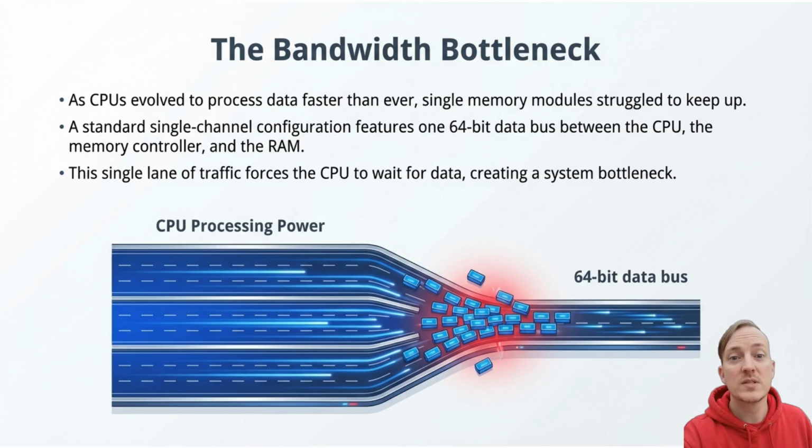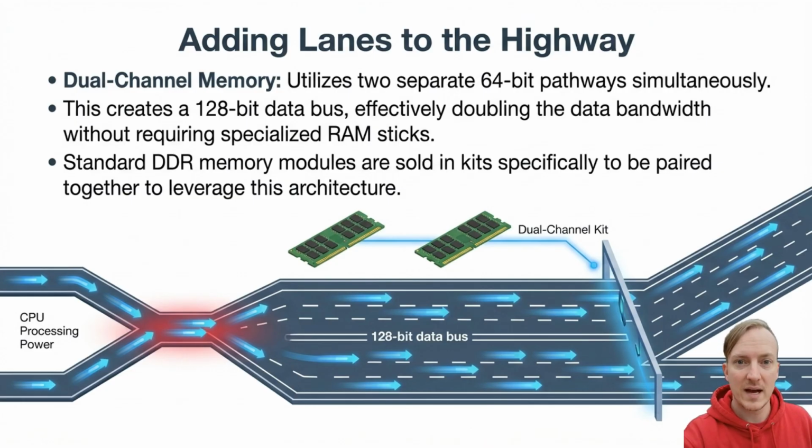As modern CPUs evolved to process data incredibly fast, this single lane of traffic forced the CPU to sit idle, waiting for data to arrive. We needed a wider highway. To fix this, engineers added lanes to the highway using dual-channel memory. By installing two identical sticks of RAM, the system utilizes two separate 64-bit pathways simultaneously. This creates a massive 128-bit data bus, effectively doubling your bandwidth. This is exactly why RAM is almost always sold in matching dual-channel kits.